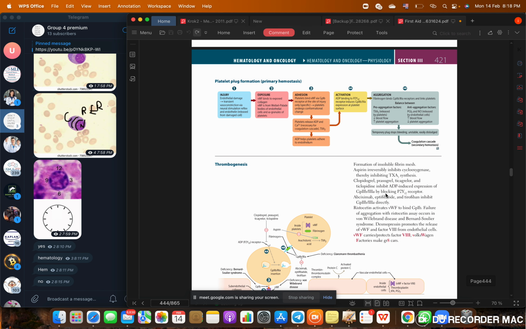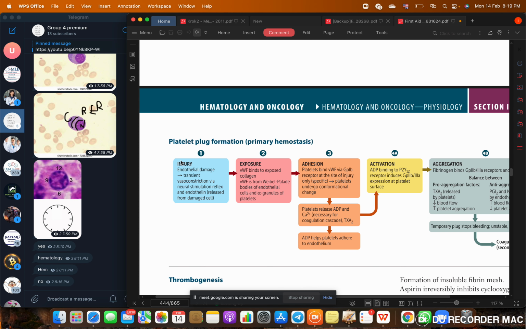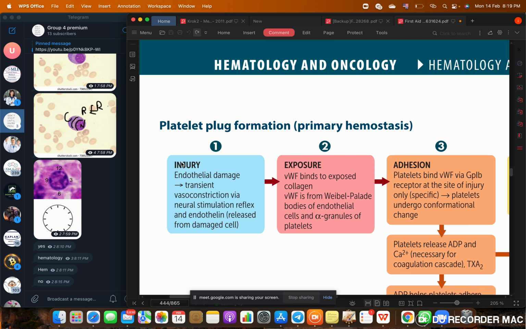Okay, so let's speak about the platelet plug formation. When we speak about the platelet plug formation, it's a story. I just stabbed myself. What will happen? The first thing to occur is injury. So the endothelial damage, the moment you stab yourself, your endothelial cells will be like, what should I do? What should I do? Your sympathetic nervous system will start a massive vasoconstriction in the area.